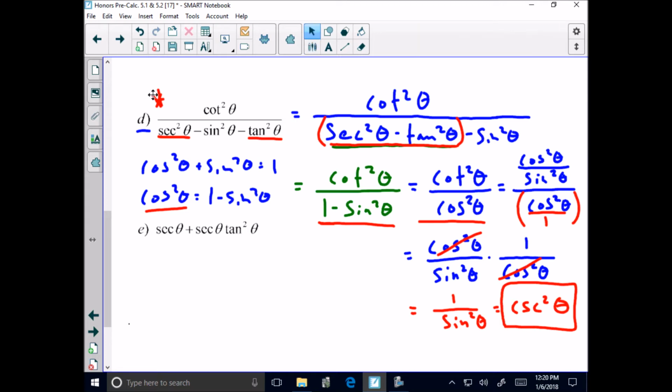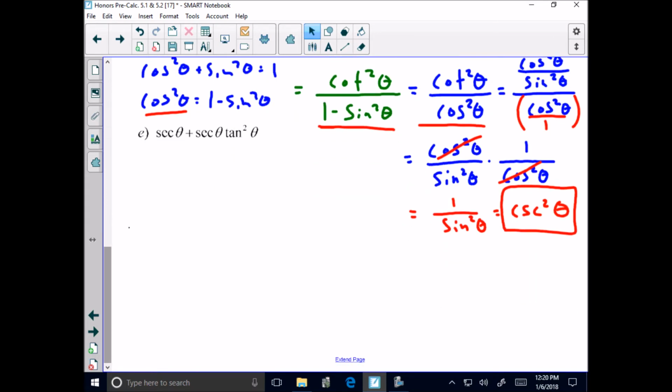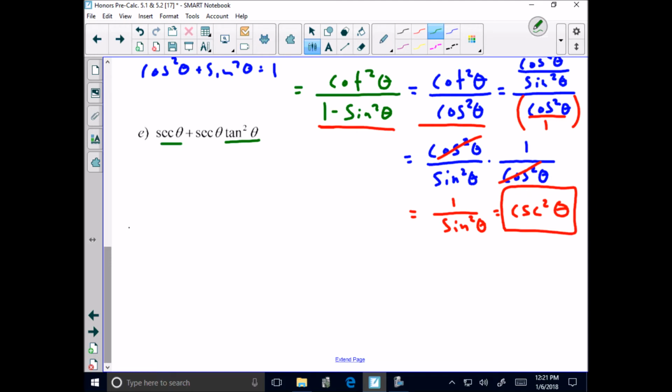All right, guys, so looking at E right here, we've got a trig expression that can be very quick to simplify, or it can take a longer time. So right here, we've got secant theta plus secant theta tan squared theta. We're pretty close to a Pythagorean identity in the sense that we've got our tan squared and we are adding, right?